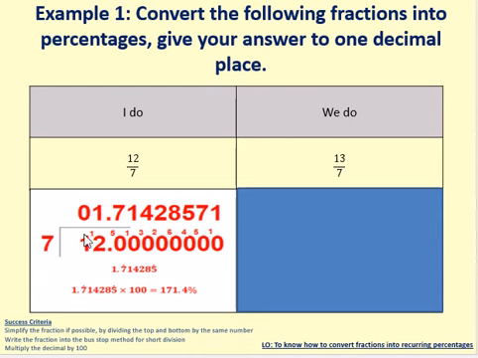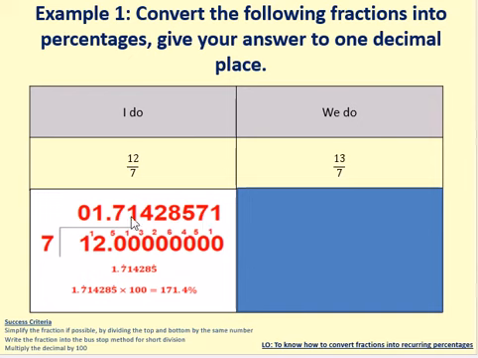So 7 into 1 goes 0 times, remainder 1. This becomes 12. 7 into 12 goes once, remainder 5. This becomes 50. 7 into 50 goes 7 times, remainder 1. This becomes 10. 7 into 10 goes 1 time, remainder 3. And then if we keep working our way through, we realise that this is going to keep on going. But we realise here it starts repeating itself again.